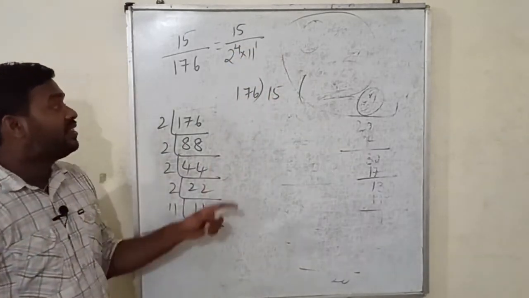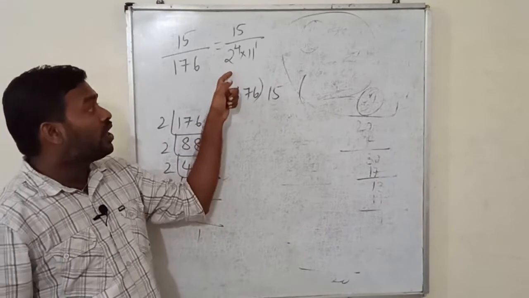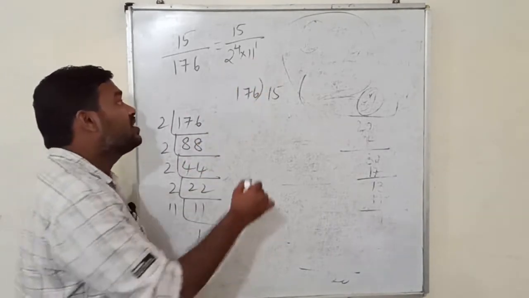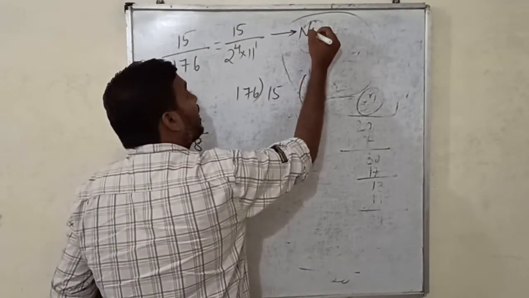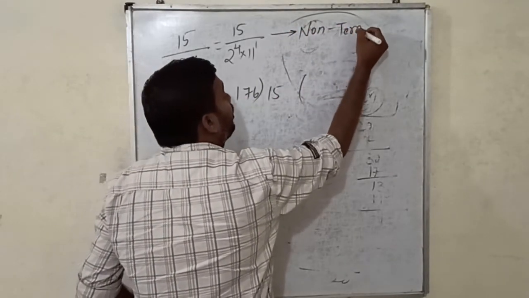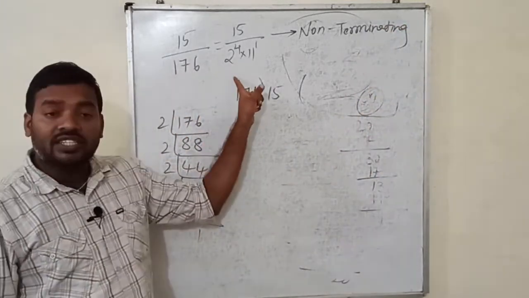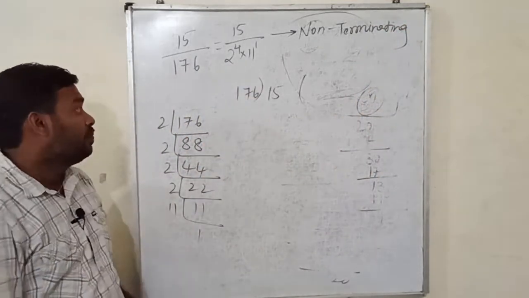Here we got other than 2 power m or 5 power n or 2 power m into 5 power n, that is 11 power 1. So this is non-terminating recurring decimal. Let us verify this by actual division.